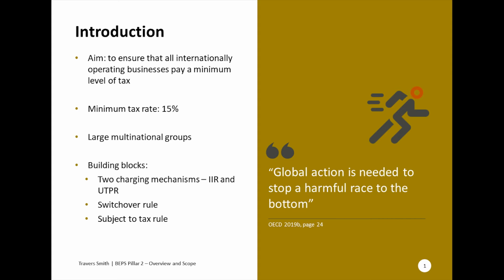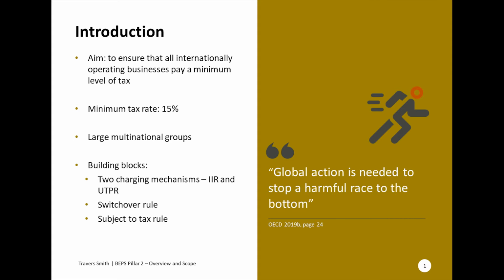There are two main elements to the Pillar 2 rules. Firstly, there are the GloBE rules, and GloBE stands for Global Anti-Base Erosion. These rules have two charging mechanisms. The primary charging mechanism is an income inclusion rule, or IIR, and this imposes top-up tax on parent entities in respect of low-taxed income of one of their subsidiaries. Then there is the secondary charging mechanism, which kicks in where it has not been possible to collect all of the top-up tax under the primary mechanism, and that will impose the top-up tax on other entities within the group.